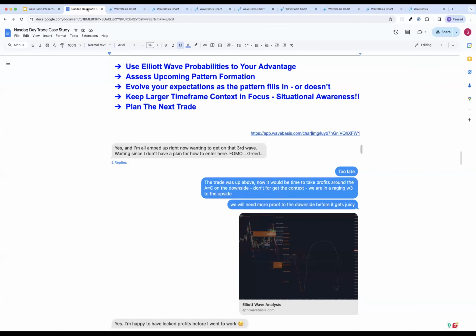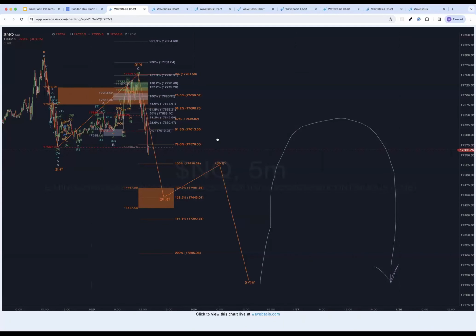So this is, again, hopefully helpful for just the thought process that goes into this kind of trade. And I should mention, incidentally, that what we're looking at here is a 5-minute chart, but all of the same principles that I'm trying to highlight here are applicable at any time frame. That's the nature of Elliott Wave analysis.